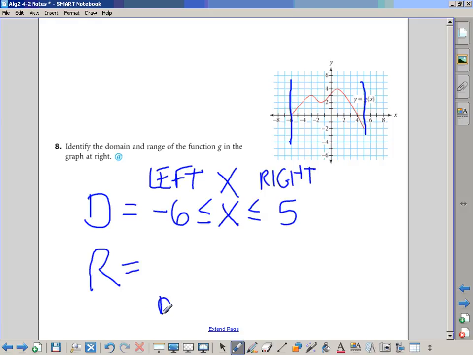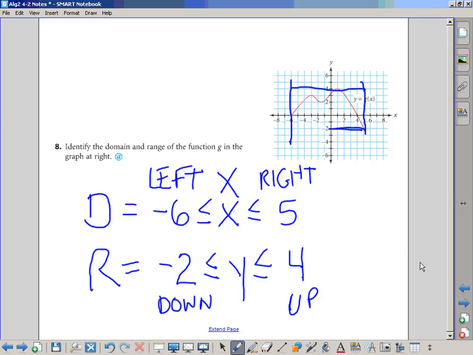For the range, instead of a left and right or west and east boundary, you're looking for how far down the graph goes, or how low it goes, or how far south it goes, versus how far up the graph reaches. So if you're thinking of a mountain here, how tall is this graph? What's the highest point that it reaches? It looks like our y values never go above 4. That's the upper point. And then the farthest down that it dips is right here on the eastern boundary. It looks like it never goes below -2. -2 would be your bottom out value. So the y's are greater than or equal to -2, less than or equal to 4.